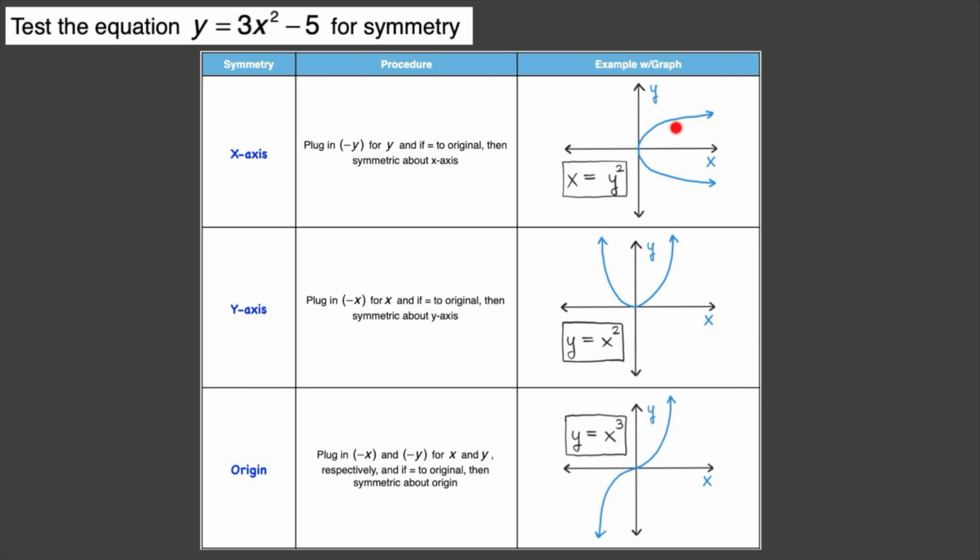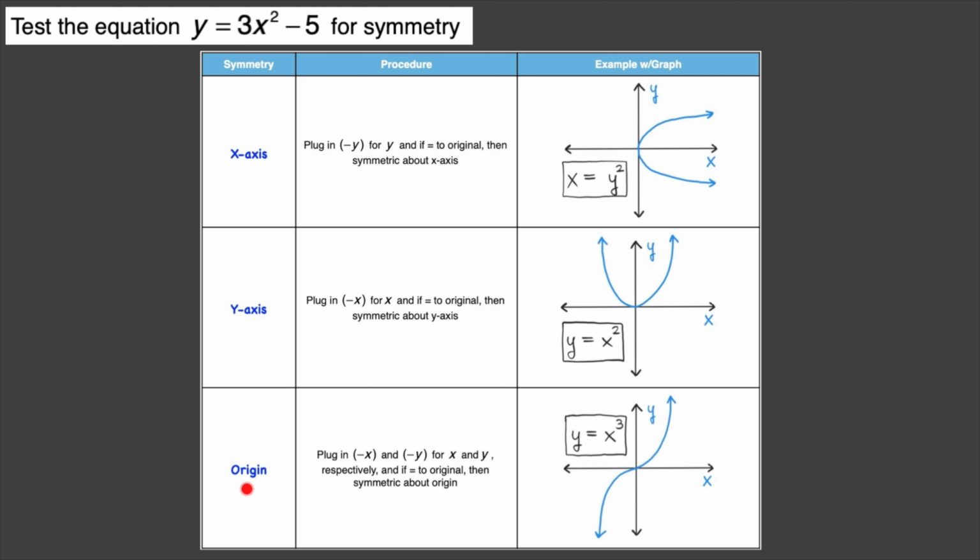An example of a graph that would work is x equals y squared. Notice this graph is symmetric about the x-axis because if you folded this up, it would land exactly on itself. Next is y-axis symmetry. To test for y-axis symmetry, you plug in negative x for x, and if it equals the original equation, then it is symmetric about the y-axis. The most famous example is y equals x squared, your standard parabola. If you folded it over the y-axis, it would land right on itself. Therefore, it is symmetric about the y-axis.